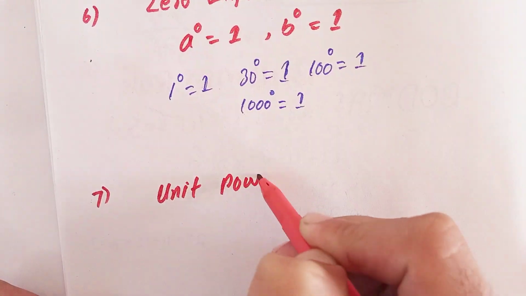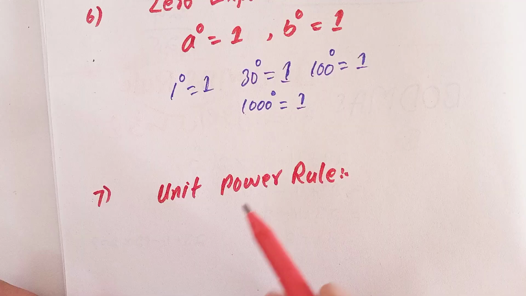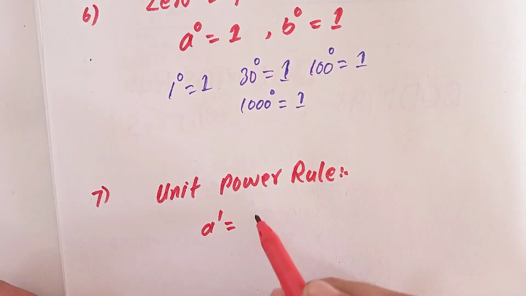The seventh number is unit power rule. Unit power rule says that any number raised to the power 1 is equal to itself.